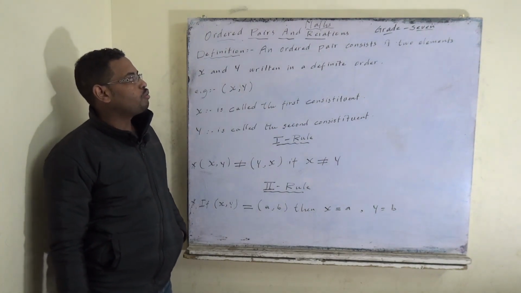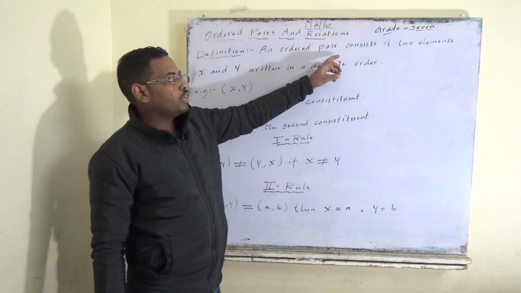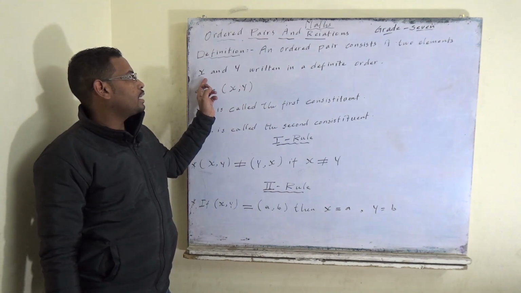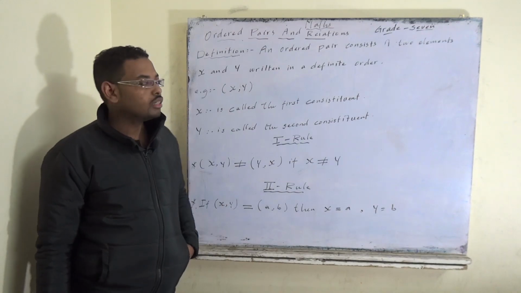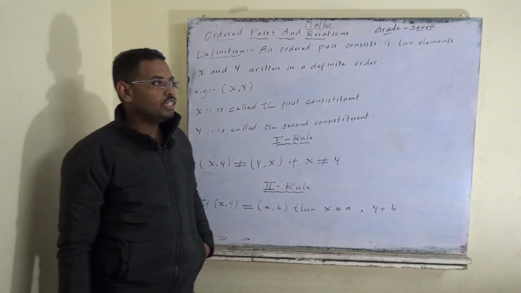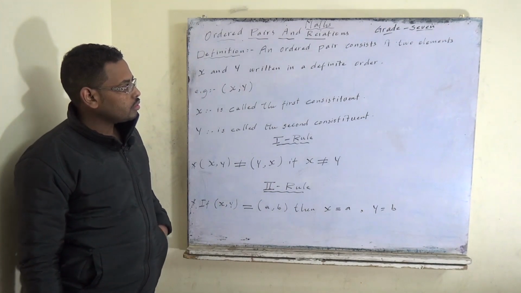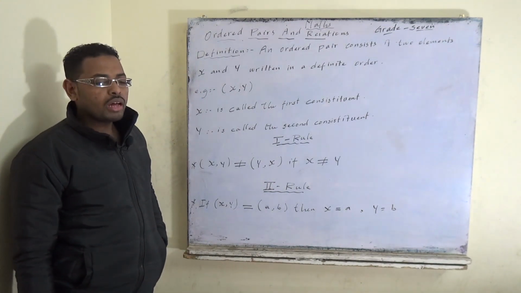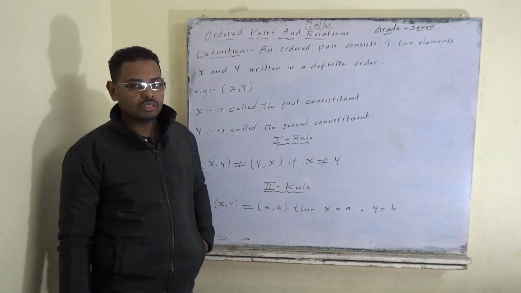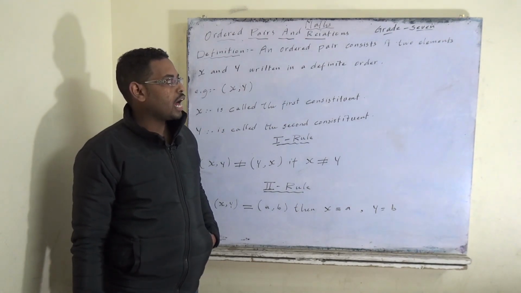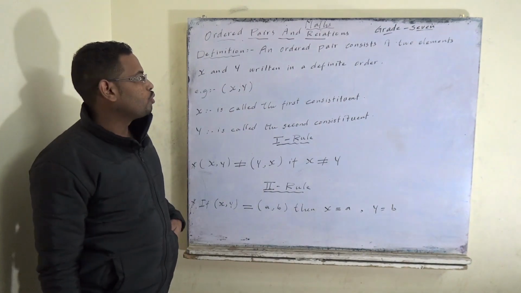Now the definition of ordered pairs. An ordered pair consists of two elements x and y written in a definite order. This is the definition of ordered pair. Then, what does this definition mean? We'll illustrate it as much as possible, then we'll take an example for that.